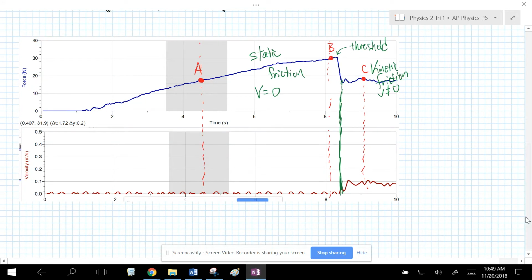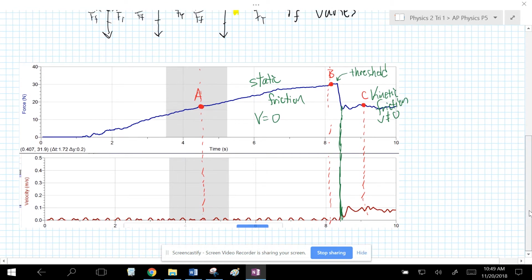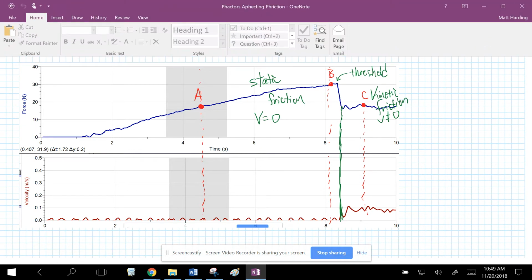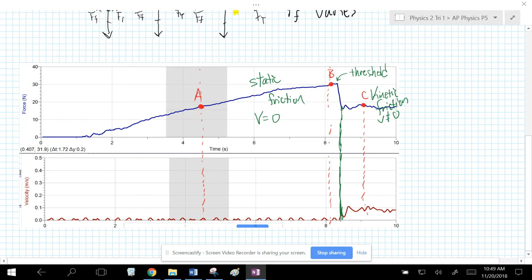Right at the end of the period yesterday, we were taking a look at this graph that we made, dragging the big set of blocks and masses on the table, and a couple of important things to note here. There's a period of time where I'm applying a force, but the velocity is zero. So this thing is at rest during this window of time where I'm applying a variable amount of tension.